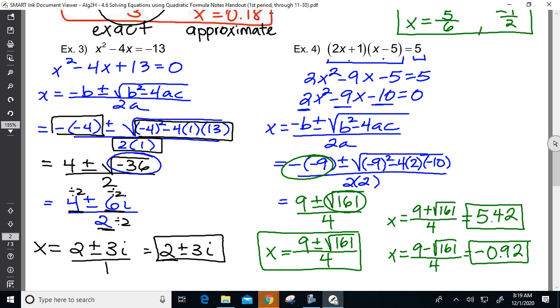Mr. Lowe, can you explain how you got 161? I'm kind of confused. Okay, tell me where you're confused. When you were doing the math underneath the square root, you got 161 because I'm getting 121. Alright, check that out. So we have -9 squared, which is 81, minus 4 times 2 times -10, which is 80. So that's 81 plus 80, 161. Oh, I see what I did. Yeah, I got it. Thank you.